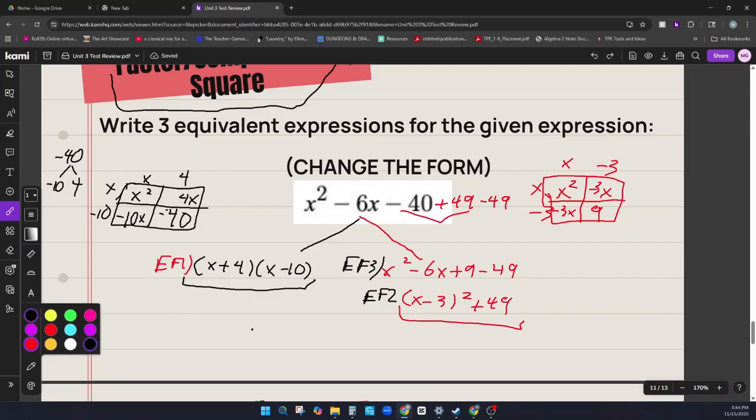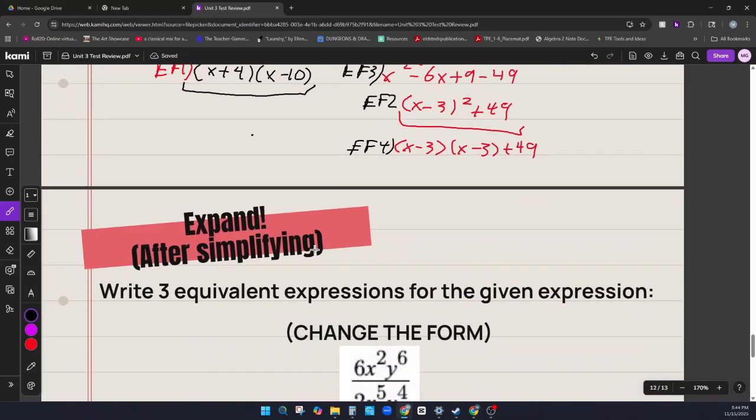Now what you also could have done is from this point, written out x minus 3 times x minus 3 plus 49. I would have absolutely accepted that as a new form as well, so we'll call this EF4 even. But I just need 3 of them, guys. So if you could go through this process and just recognize all the different ways that you write this equation, I will absolutely take that.